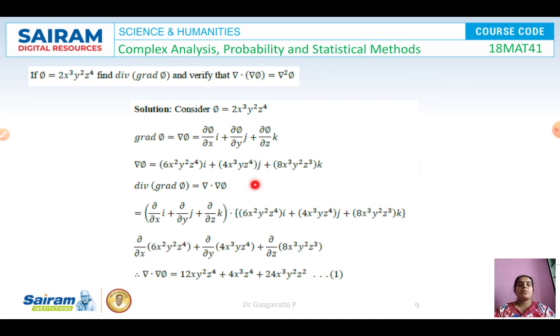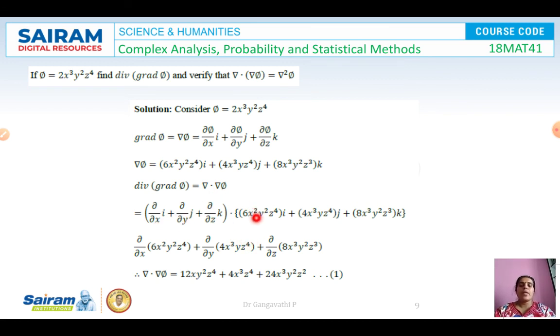By this time you all might know how to differentiate partially and enter it here. We have done it, and the grad phi is a vector. Now we can operate divergence on it. It is nothing but del dot del phi. Del is nothing but this, and del phi, we have grad phi that we have found, and the same thing we are writing here. Since both are vectors, the dot product of two vectors results in a scalar.